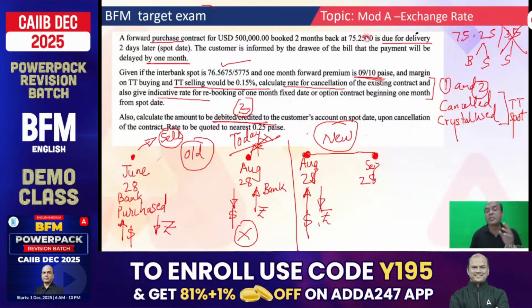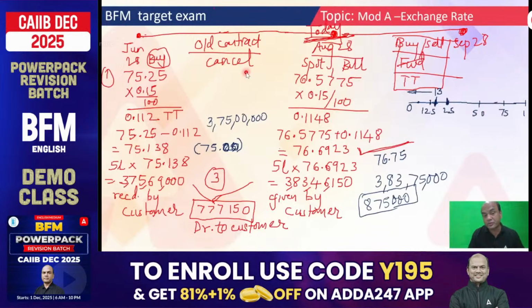So this rate I purchased, but there is also TT margin. Look at this. TT margin is 0.15. So this I'll have to use. See this. 75.25 into 0.15 upon 100 TT margin. So if you do the multiplication, you will get it as 0.112. So what should I do with this TT now? This was a buy transaction at that time. Buy means subtract. So 75.25 minus 0.112. Clear? Getting this? So 75.138. So this is the rate at which I had purchased the dollars.